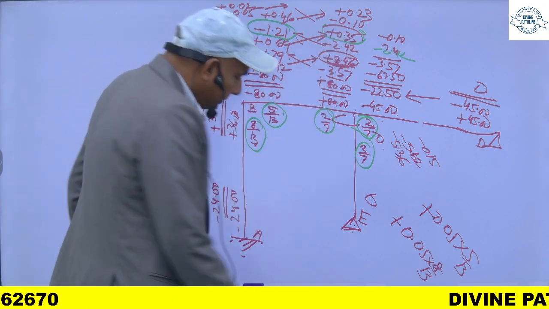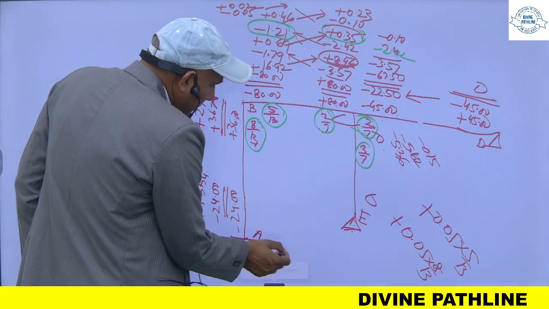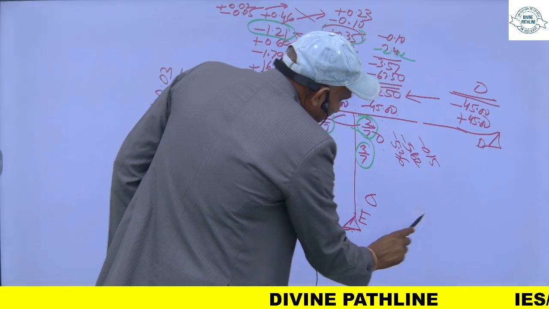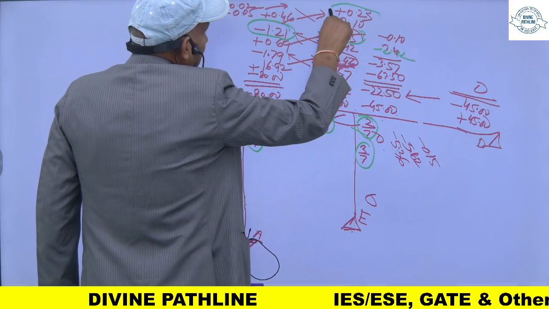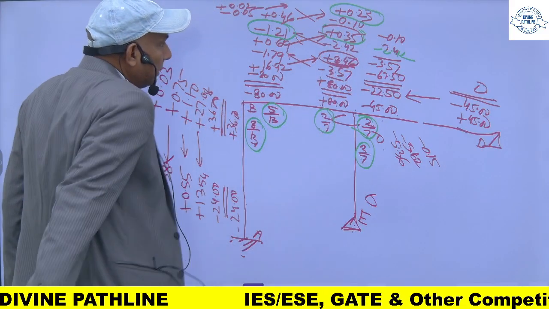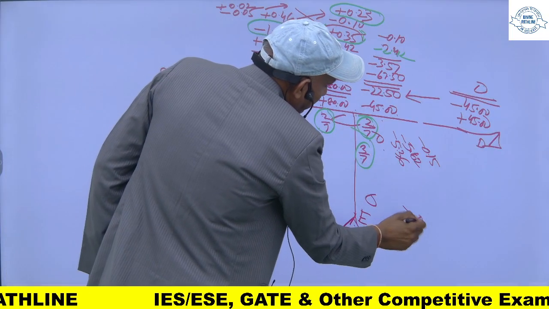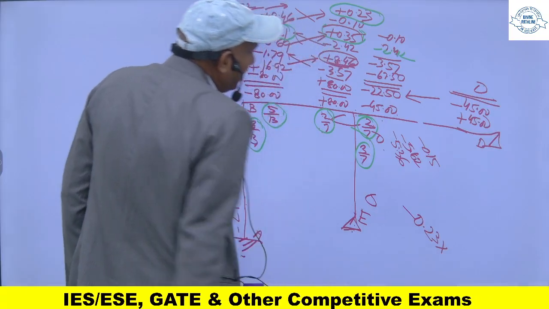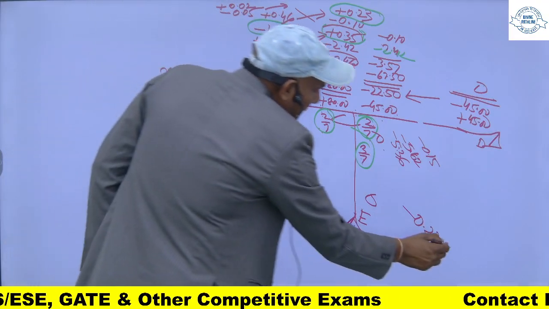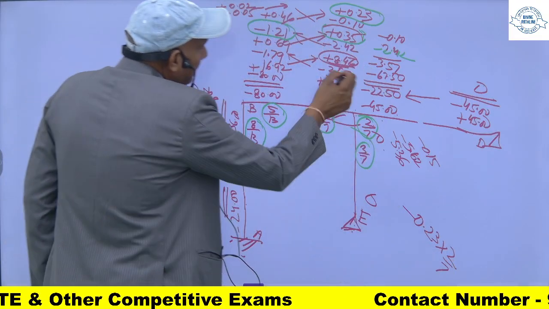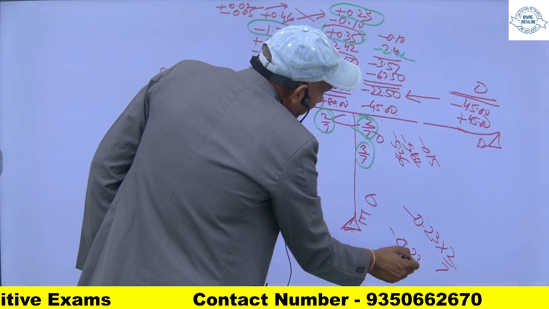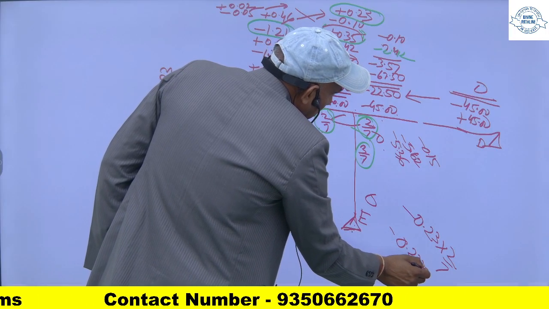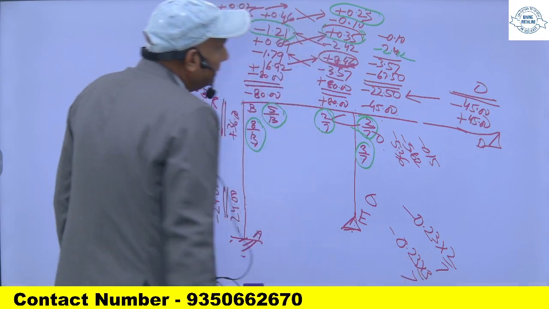Similarly, this 0.23 is extra here. For this, I will apply a correcting moment of minus 0.23, and this will be distributed in this member, 2 by 7. I will multiply it. Same for this, and for this member I will multiply it by 3 by 7.